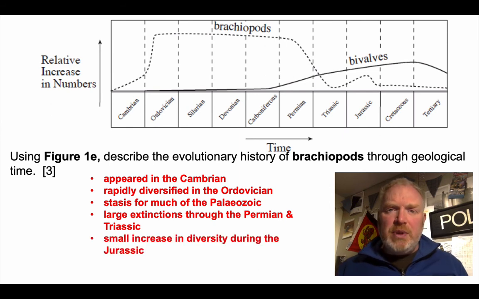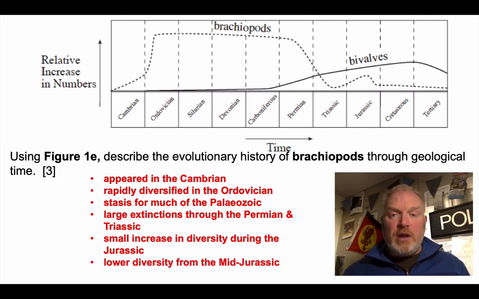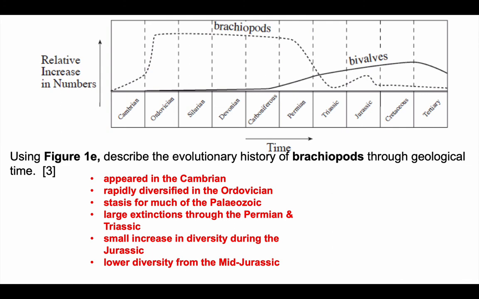There was a small blip, a bit of an increase in diversity during the Jurassic. But following that, there's been a decrease in the diversity of brachiopods. They still exist today, but in significantly lower diversity than we've seen before in geological time. Particularly the Paleozoic era was really the time of the brachiopods.